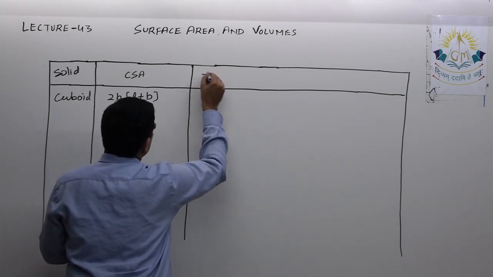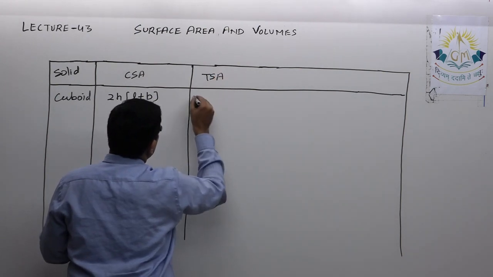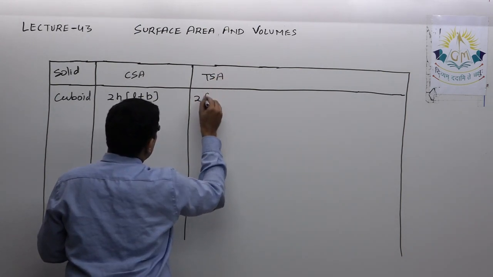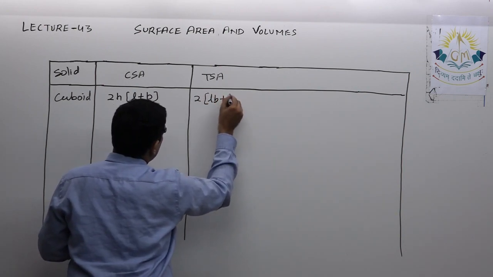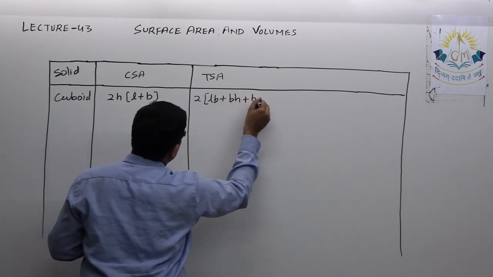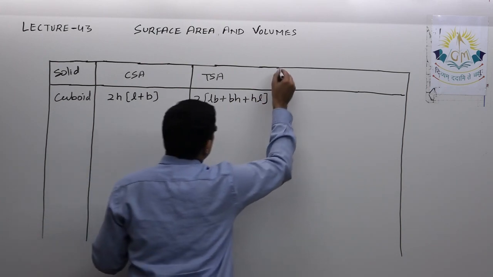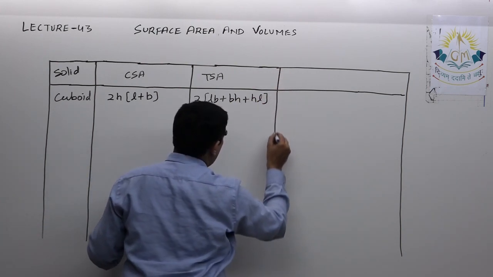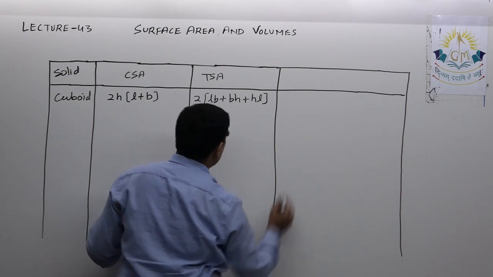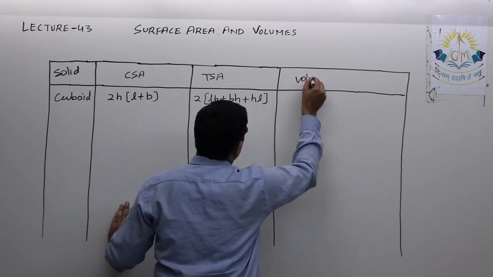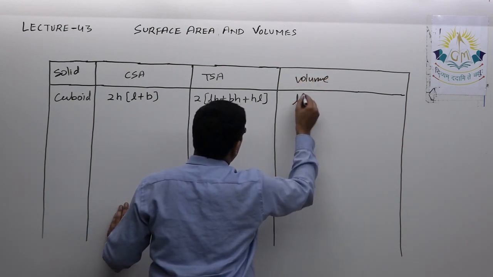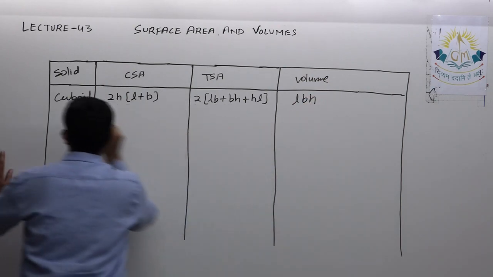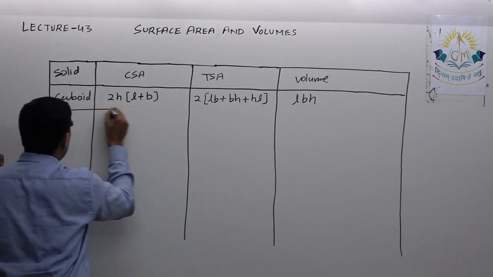Then TSA, total surface area, that is 2(LB + BH + HL). That is the total surface area. Then finally I write volume, that is LBH. So that is the first, cuboid.